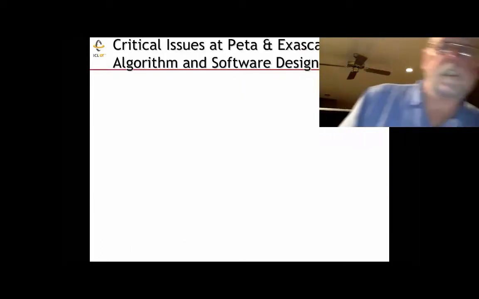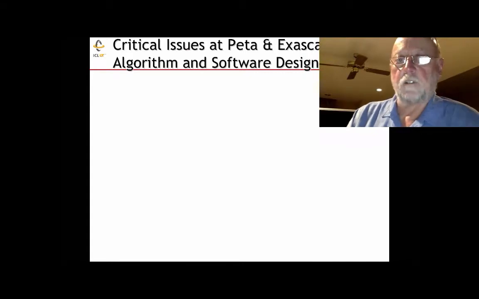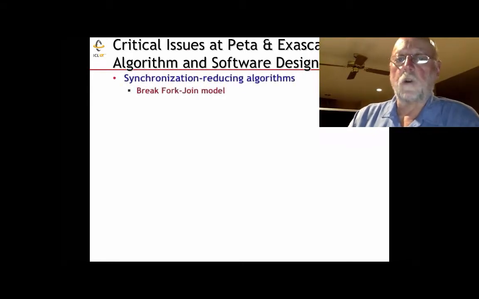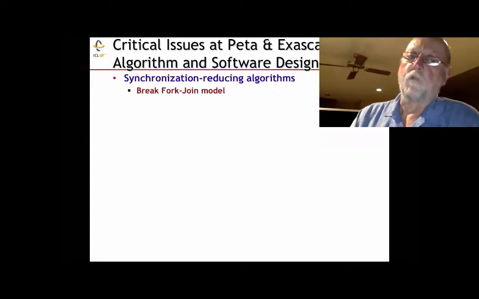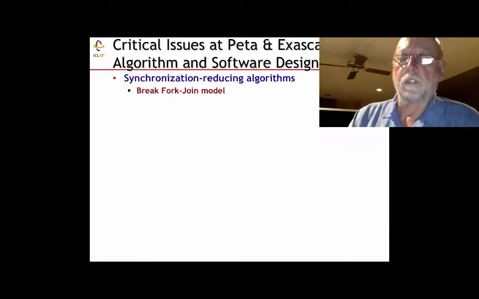So here, let me just conclude by looking at what I feel are critical issues as we move forward to exascale and petascale computing. The first thing is to try to have algorithms which reduce synchronization. You've got to break that fork-join model of computation, that bulk synchronous processing. Look to ways of trying to avoid that: asynchronous algorithms, out of order execution, those kinds of things.